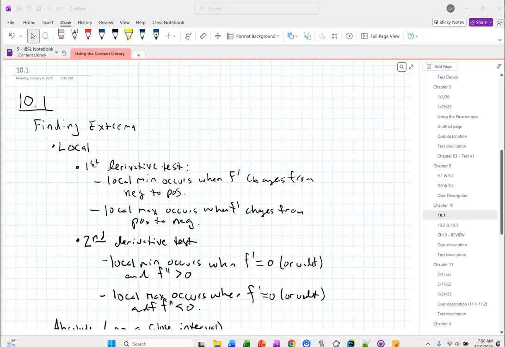Today we're starting chapter 10. So in chapter 9 we talked about what a derivative is and how to find the derivative of a function, whether it's in general or at a point. In chapter 10 we're going to look at applications of a derivative, and we kind of hinted at some of those applications already in chapter 9, but we're going to look at those applications here specifically in chapter 10.